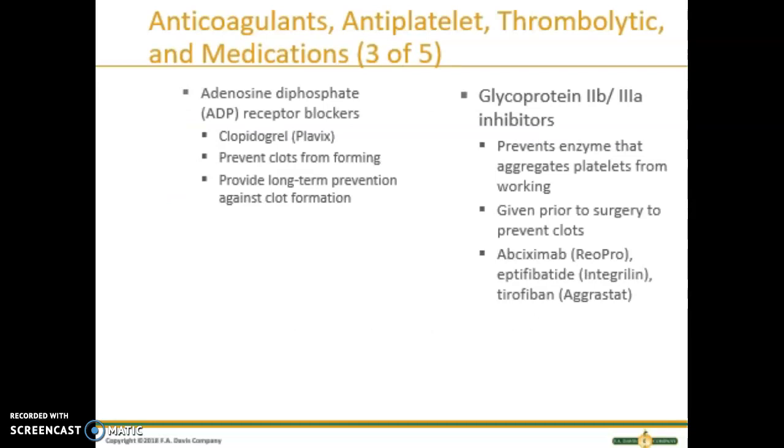More antiplatelet medications include adenosine diphosphate inhibitors as well as Plavix, and these prevent clots from forming and provide long-term prevention against clot formations. We also have the glycoprotein 2B and 3A inhibitors, and these prevent enzymes that aggregate platelets from working. It's given prior to surgery to prevent the clots. ReoPro would be an example of this, or Aggrastat.